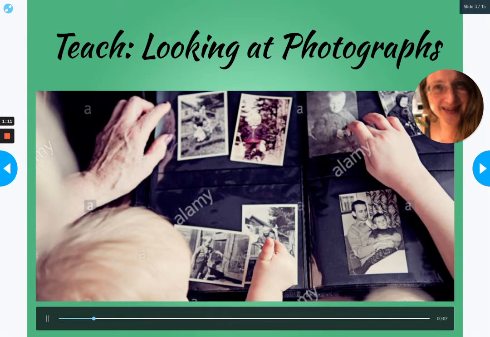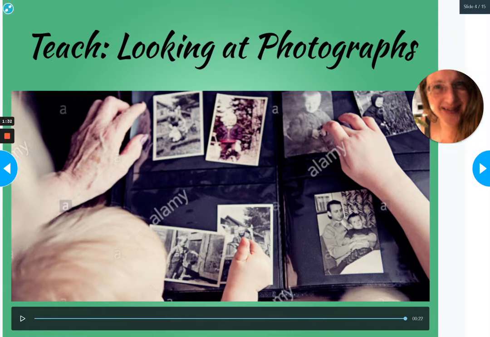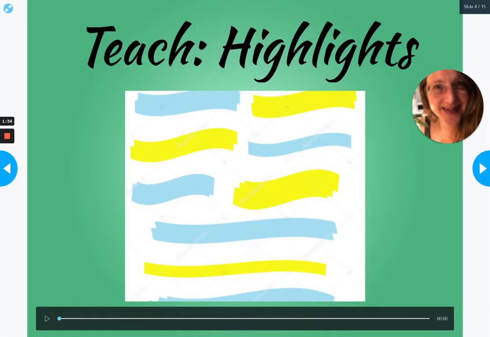Looking at photos is a great way to give your child an opportunity to talk about the past and to remember things about their past. Encourage them to use the words first, next, then, and finally when they speak. Asking your child what their favorite part of an event is another way to get them to talk about the past.